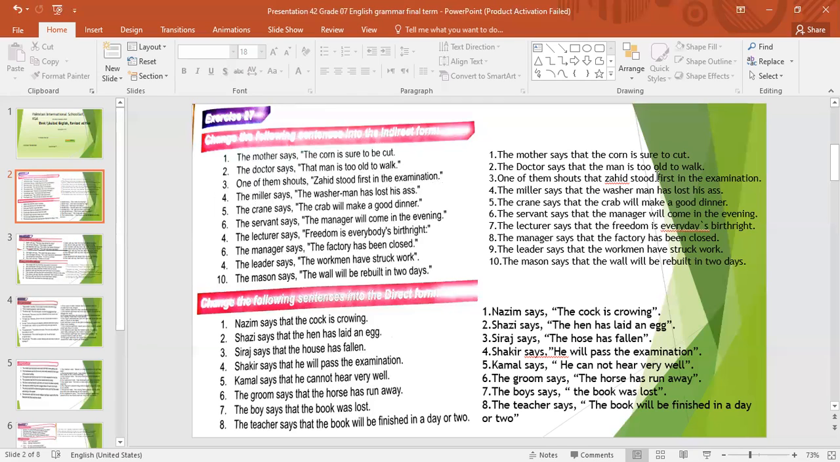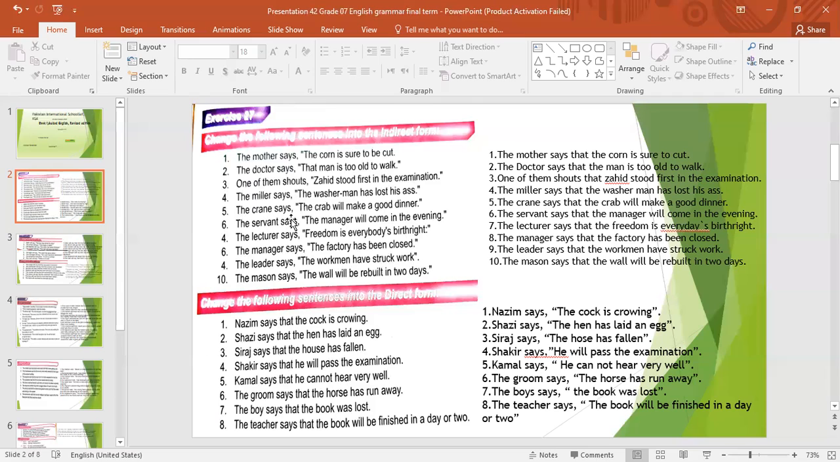That Zahid stood first in the examination, just adding "that." Similarly, the miller says, "The washerman has lost his ass." This is direct speech. Here in direct speech, the miller says that the washerman has lost his ass, just adding "that" and removing the comma and inverted commas. So it becomes indirect speech.